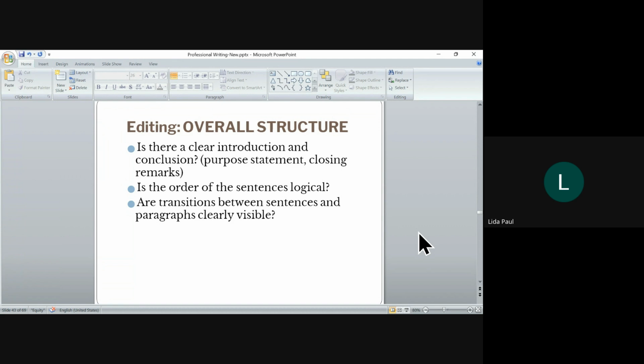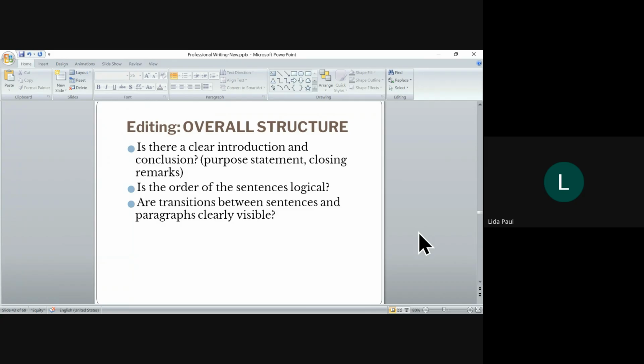Last one: are transitions between sentences and paragraphs clearly visible? In this case, just sentences, because we do not have paragraphs here. So moving from the purpose statement to the detail and then from the detail to closing remarks, are we providing good transitions, or do they look like abrupt transitions from one to the other?